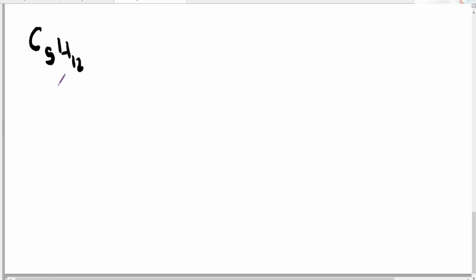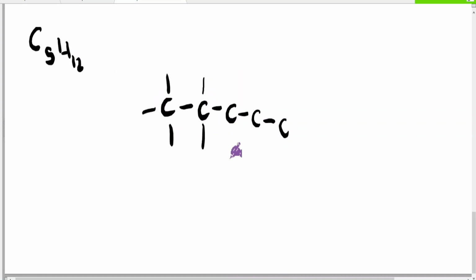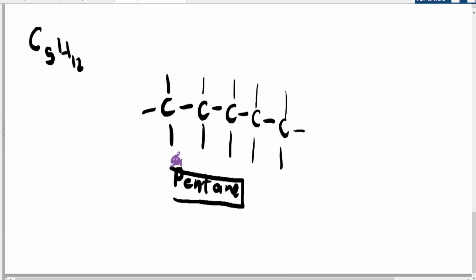Let's say I have a molecular formula of C5H12, and in the exam I'm asked to draw the different isomers. First of all, I would always start off with the simplest carbon structure that I can make, which is the longest unbroken carbon chain of 5 carbon atoms and 12 hydrogens, right? So 1, 2, 3, 4, 5, 6, 7, 8, 9, 10, 11, and 12 hydrogens. And this is pentane. Now, can I manipulate the carbon chain so that it gives me a different name than pentane?